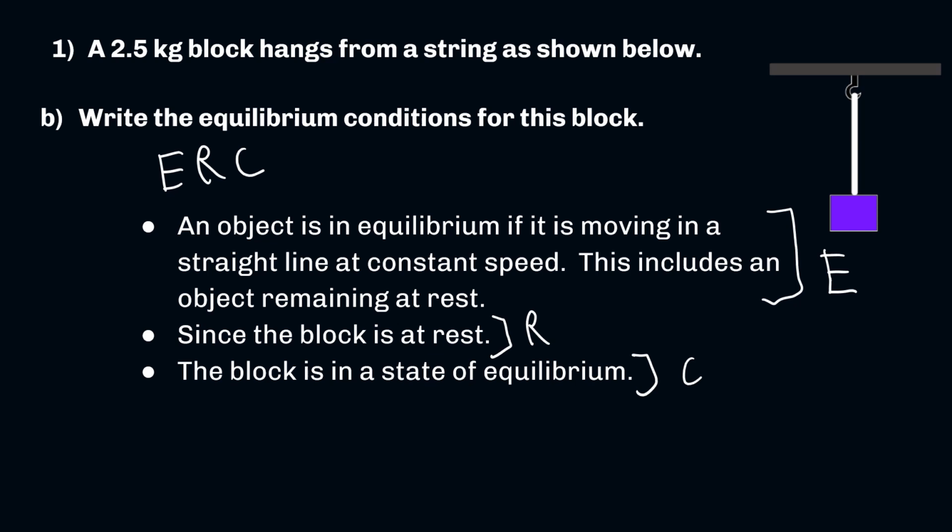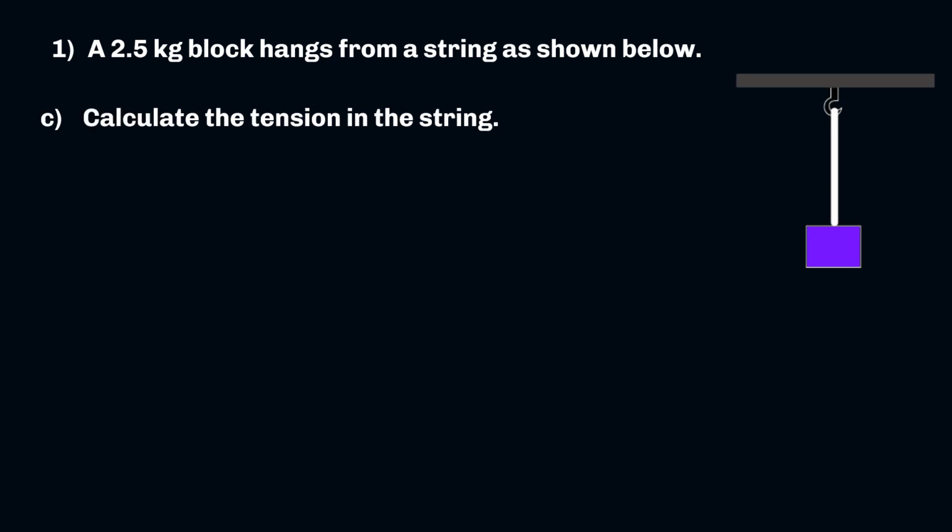So let's get into part C. All right, so part C is going to be our actual calculation here. Calculate the tension and the strain. So we figured out our free body diagram. Go back to that point in the video. You should have it written down at some point because we're going to use that in order to make this.